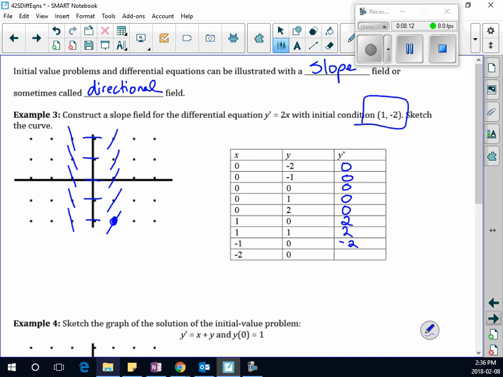When x is the same, because we're only using x in our differential equation, all the slopes that have the same x will be the same. Make sense? Kind of like here, all the slopes were 0, all the slopes were +2, all the slopes were -2. So let's do when x is -2. What's our slope? -4. So -2 would be -4. So that's really steep, right? Super steep. And I can do it on the other side, a +4, right? Super steep.